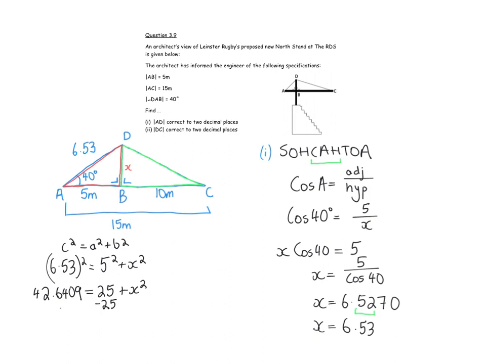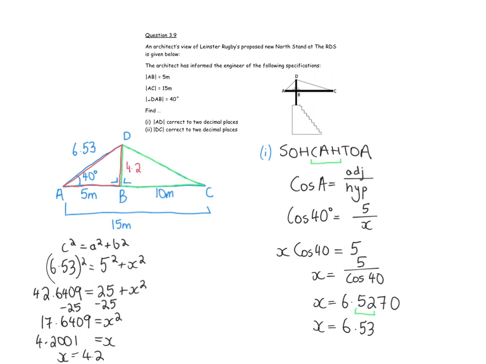Take 25 from both sides, so you're going to get 17.6409 is equal to x squared. Then x is going to be equal to 4.2001, and I'm going to leave that x is going to be equal to 4.2. So here we now can say that this side here is 4.2.